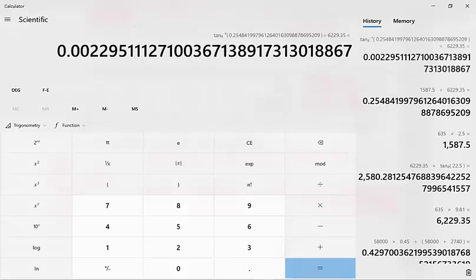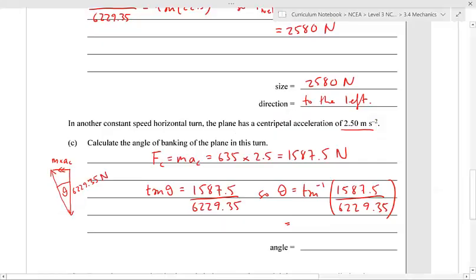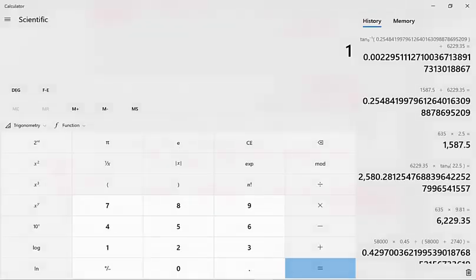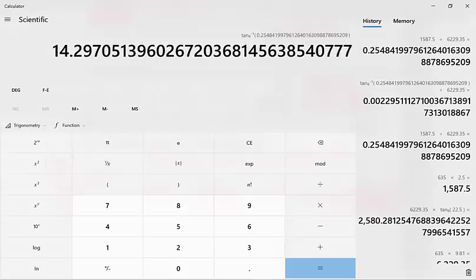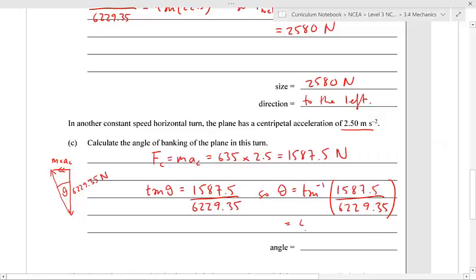Oops, I just lost my answer. Let me just do that again. What was it again? It was 1587.5 divided by 6229.35, and then inverse tan, and that gives us 14.297. So the angle to the correct number of significant figures is 14.3 degrees.